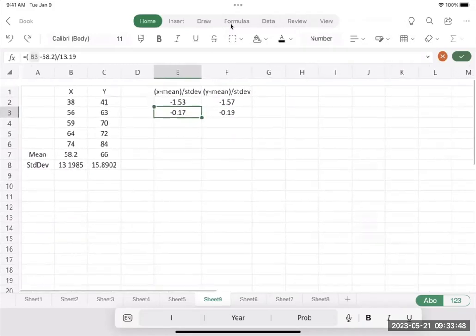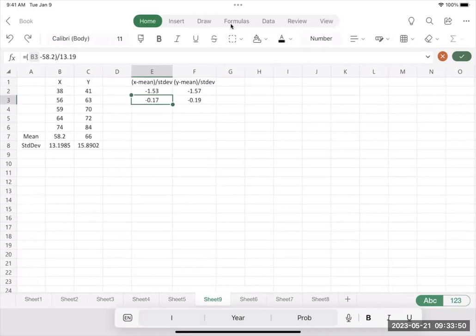It's not just a coincidence, because for the next pair, when X is close to the mean, so 0.17 standard deviations below the mean, Y is also very close to the mean. It's 0.19 standard deviations below its mean. So it's in the same magnitude and the same direction, and they're doing the same thing. So what happens? Let's copy this all the way down.